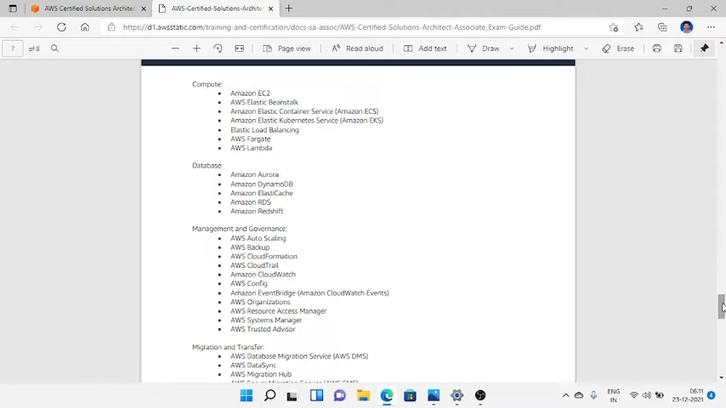Then comes the database: Amazon Aurora, Amazon DynamoDB, Amazon ElastiCache, Amazon RDS, Amazon Redshift. Next comes the management and governance: AWS Auto Scaling, AWS Backup, AWS CloudFormation, AWS CloudTrail, AWS CloudWatch, AWS Config, AWS EventBridge, that is AWS CloudWatch Events. Then AWS Organizations, AWS Resource Access Manager, AWS Systems Manager, AWS Trusted Advisor.